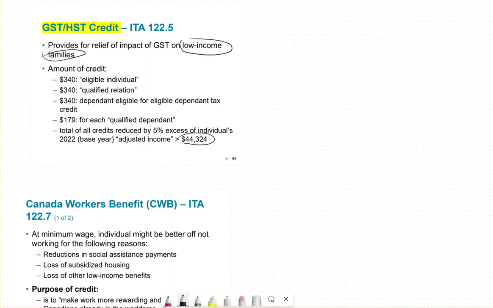So these are the amounts that you have. You're allowed for your spouse, your dependent, and all those. For the individual, it is 340. You have a spouse, that will be 340. Any eligible dependent, that will be 340. And for each qualified dependent child, you're going to be getting 179. If you have 5 kids, you multiply this by 5. If you have 1 kid, you multiply by that much.